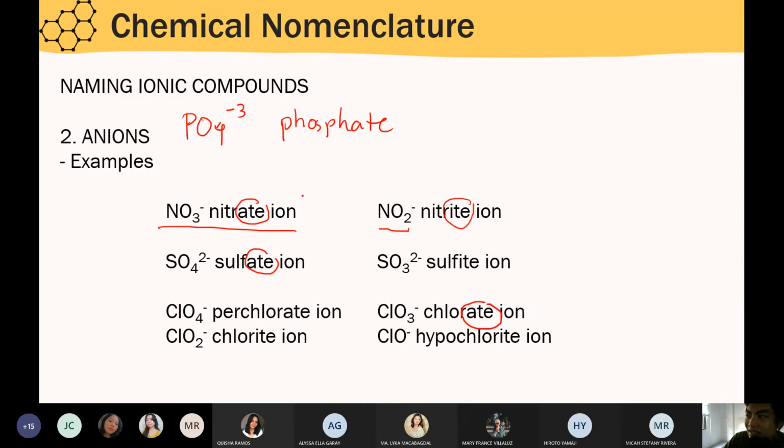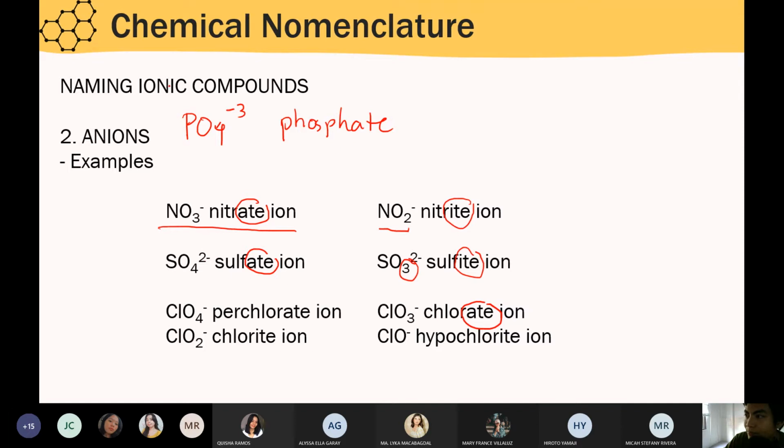Nitrate, nitrite. What's the difference? Nitrite is one oxygen less than the common. This is 2, that one is 3. So that's the idea. For sulfate, this is ate, this is the common. If I remove one oxygen here, so we have 4, but if I make this 3, the ate will be changed to ite. So from sulfate, you will now have sulfite.